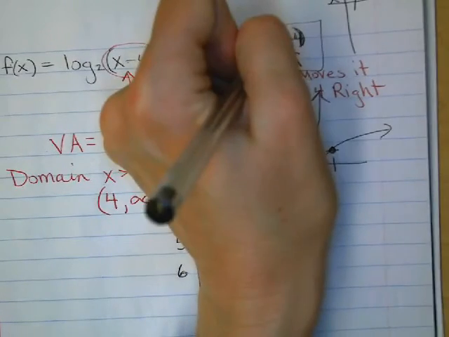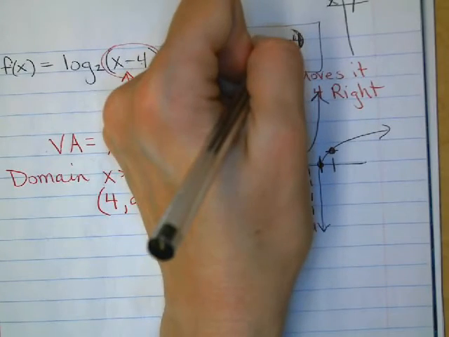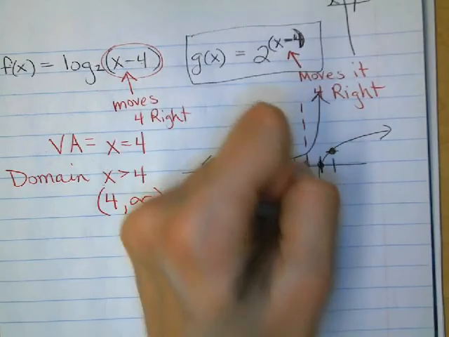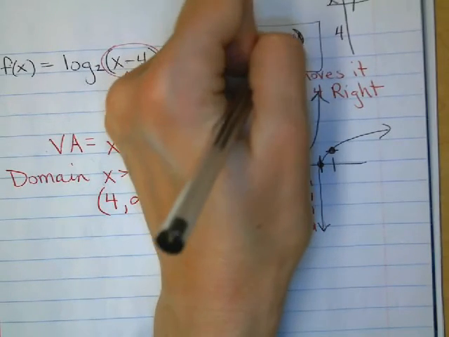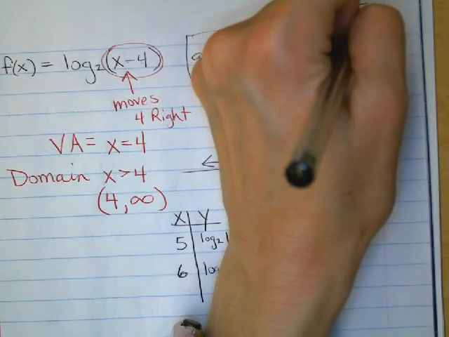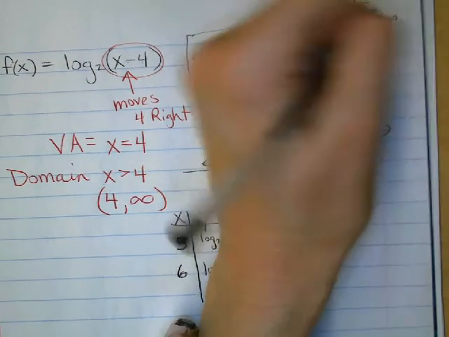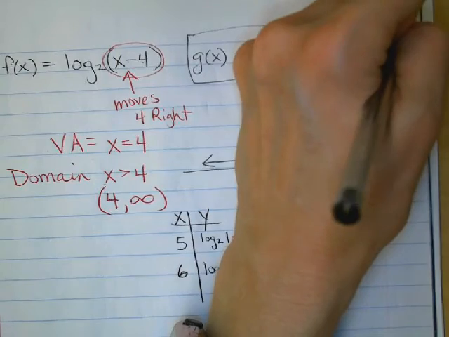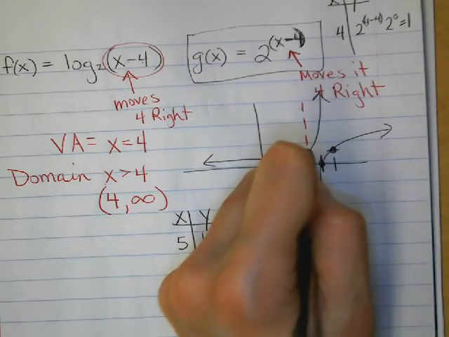Again, I'd think of what numbers I want to plug in here. Since I went 4 to the right, I'd probably plug in 4. 4 minus 4 is 0. That'd make it 2 to the 4 minus 4 power, see? And that'd be the same as 2 to the 0. Anything to the 0 power equals 1. So 4 comma 1. 1, 2, 3, 4, 1. Yep, and I have that point right there.